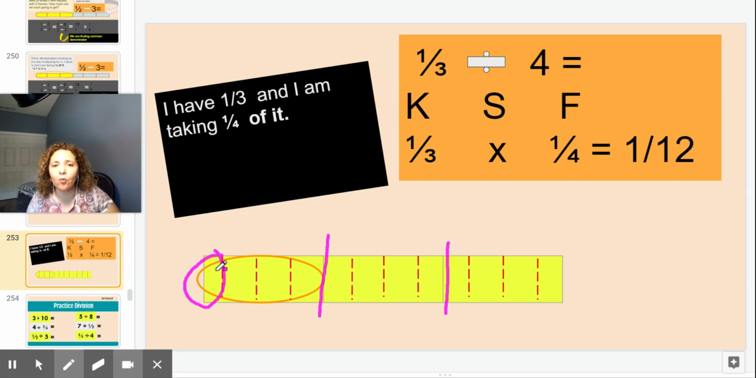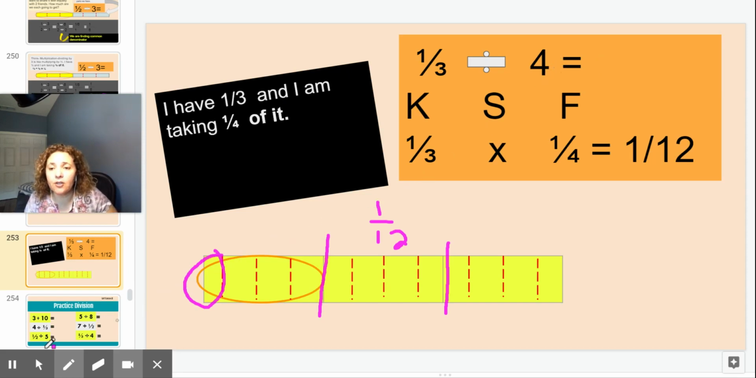So how much is that? Well, that would be 1 out of how many equal pieces? 1, 2, 3, 4, 5, 6, 7, 8, 9, 10, 11, 12. Does that work when we do the math? I have 1/3, keep it, switch the sign, flip, find the reciprocal, makes it 1/4, 1/12. They are the same, right? So remember, you have a third and you're taking 1/4 of it. You're taking a fourth because you're dividing it up into fourths, okay?